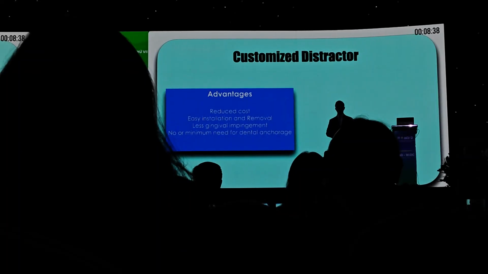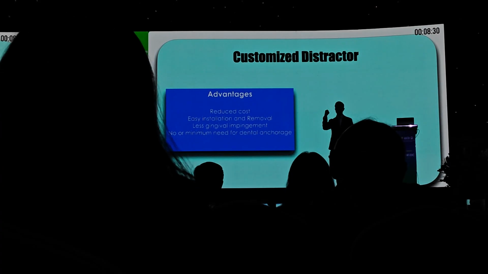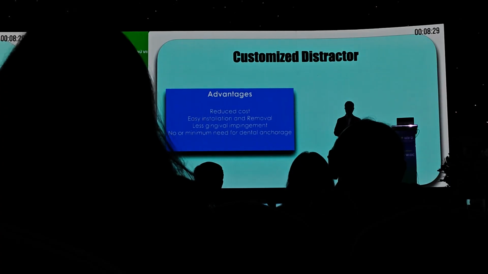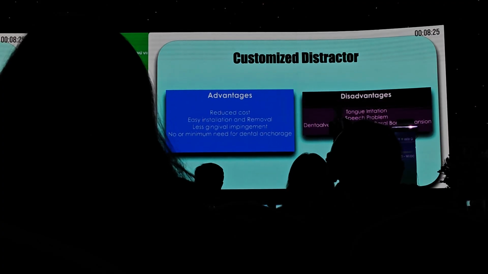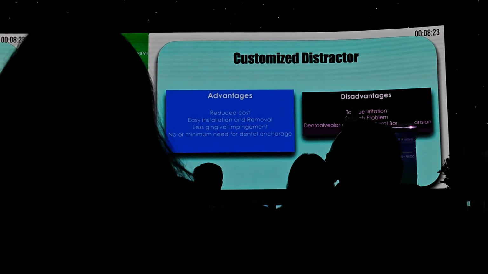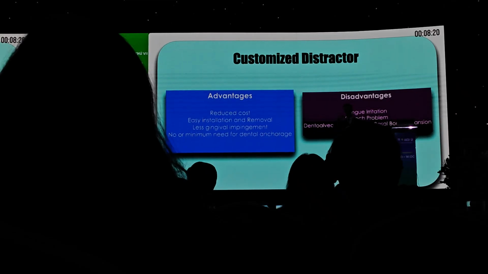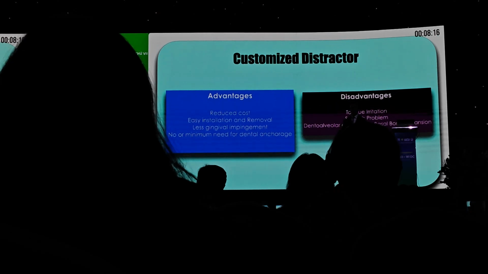So this customized structure, what's the advantage? It's a reduced cost, easy installation and removal. You don't need a second surgery to remove. Simply unscrew the mini screw and then you can remove it. However, the disadvantage is still on the lingual side: tongue irritation, speech problem, and if you do not plan well, the mini screw can actually hit the root and you can cause some root damage.